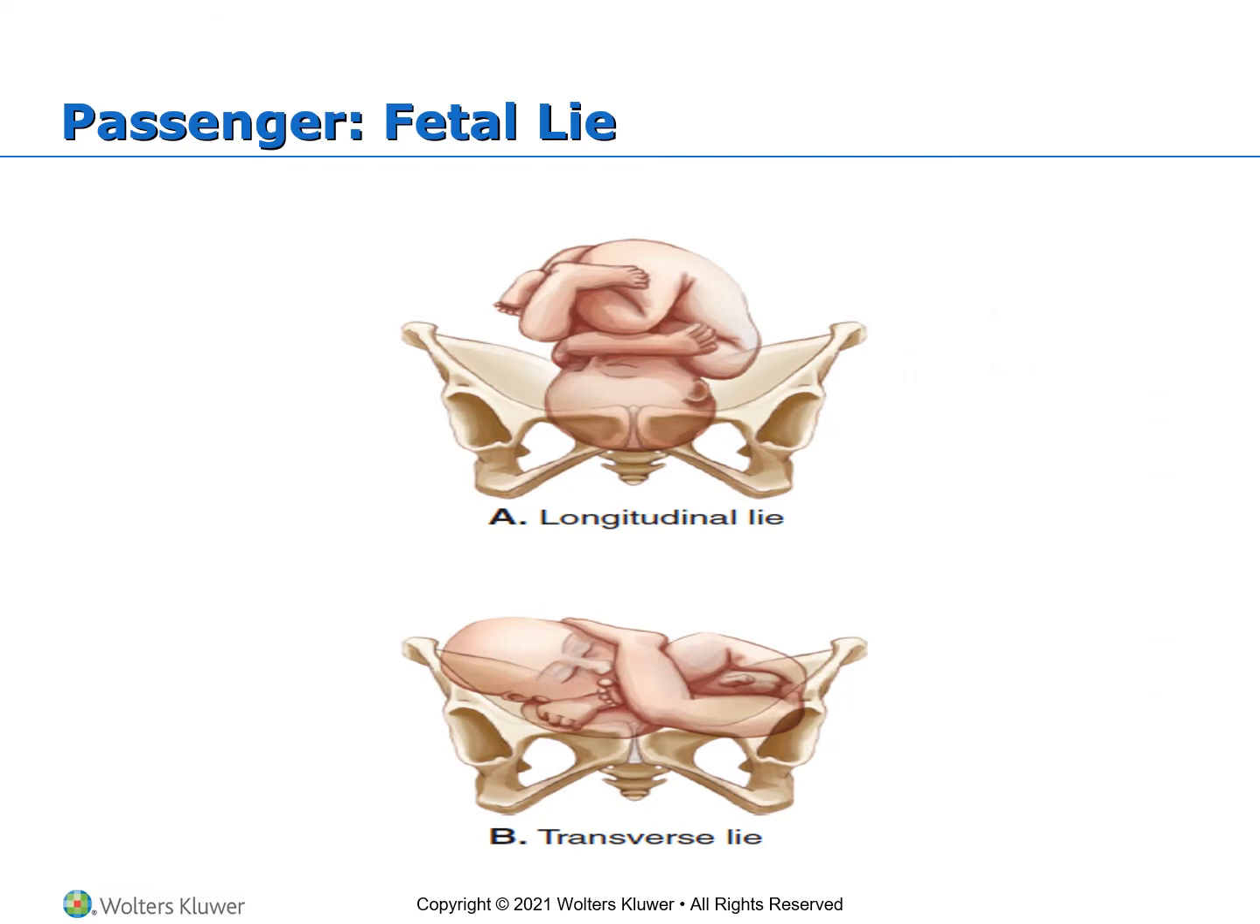So the fetal lie, this is pretty easy, is the relationship of mom's spine to the fetus's spine, okay? So the longitudinal lie, that's up and down, that's what you want. The transverse lie is sideways. You don't want that. As you can see, it would be extremely hard for a baby to get through that maternal pelvis if it's in transverse. The oblique lie is at an angle to the spine. And a transverse or oblique lie cannot be delivered vaginally. So you want that longitudinal lie.